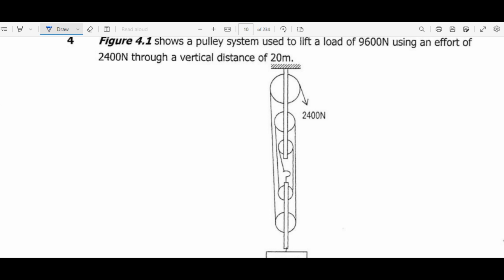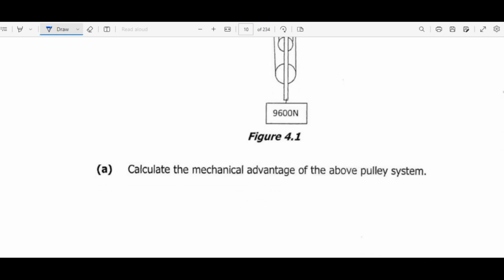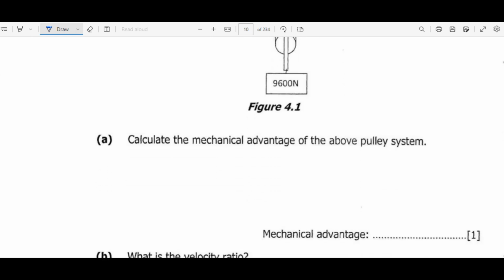Now let's go back to our question. The question reads: figure 4.1 shows a pulley system used to lift a load of 9,600 newtons using an effort of 2,400 newtons through a vertical distance of 20 meters. Okay, so now let's go to the first question.